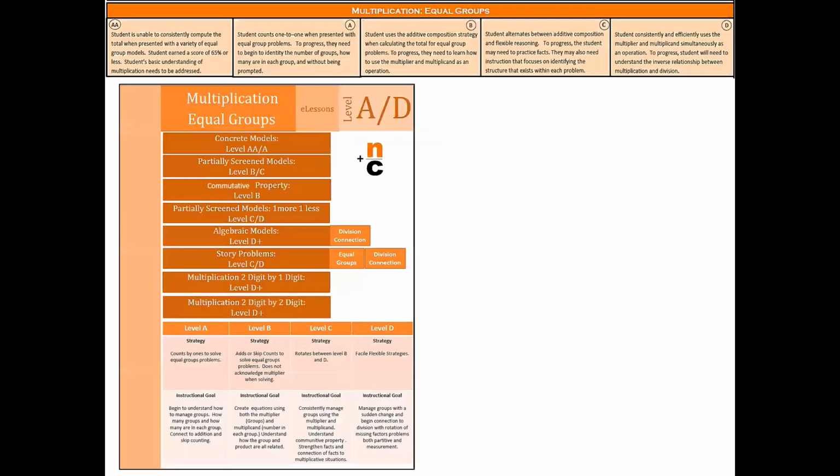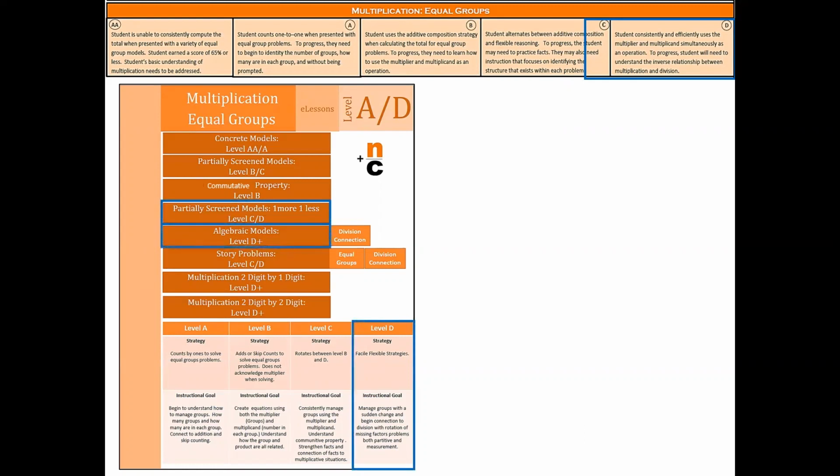So here's what it would look like. So level D, if you take a look, where all level D is, and remember, some level C kids will also receive this instruction. If the only issue is a child just doesn't have their facts learned, they can go ahead and still continue to have this too. So if you take a look, partially screened models, this would be one more or one less, okay? And this is where level D, and that just tells you what you want to focus in on. And then algebraic models would be D+, once they can do the partially screened one more or one less, and you'll see what that looks like. Then you go to algebraic models, and if you take a look right here where it says the division connection, this is a really important developmental thing that you have to go through.